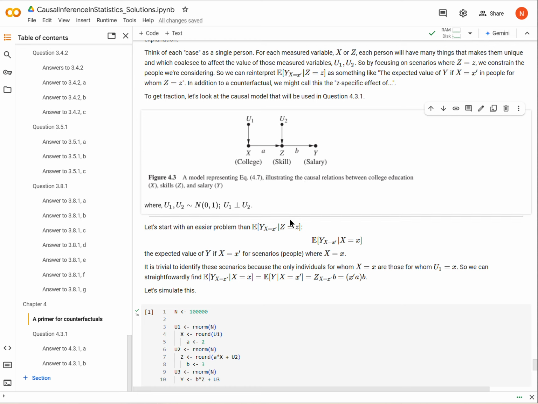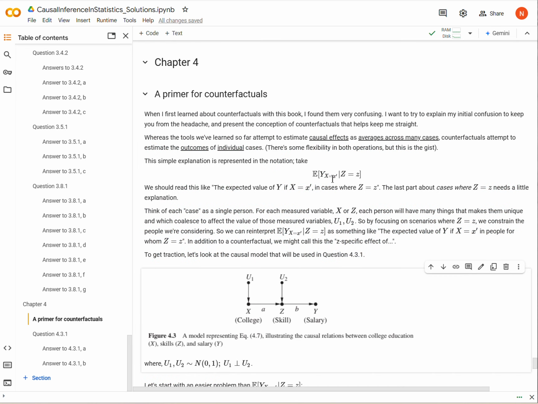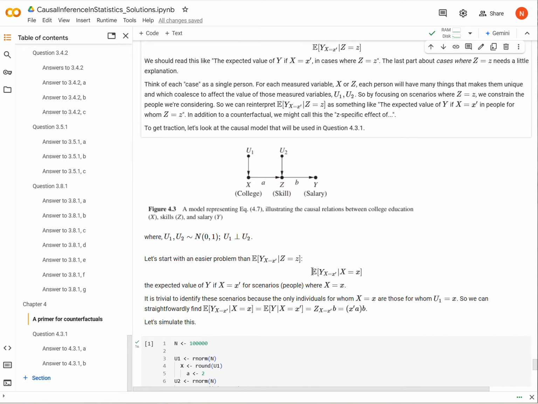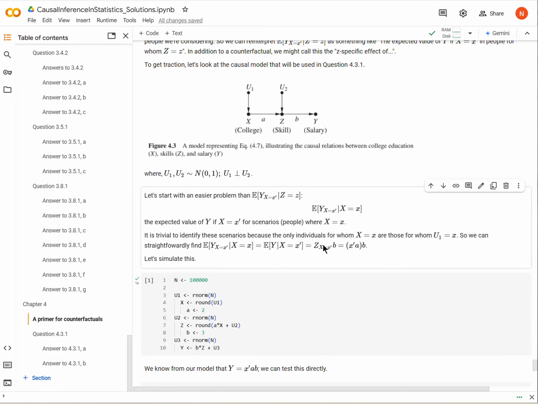So we're going to start with an easy problem. We're not going to start with what we looked at so far, but with this one: the expected value of Y when we set X equal to x prime in cases where X equals x. What we're going to do is find cases where X equals little x, and then set the value, instead of little x, to x prime. That's how we can conceptualize what we're doing here.